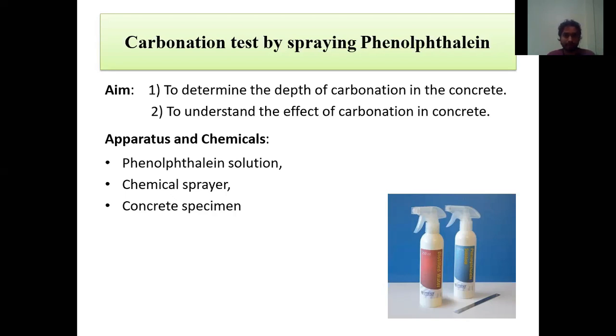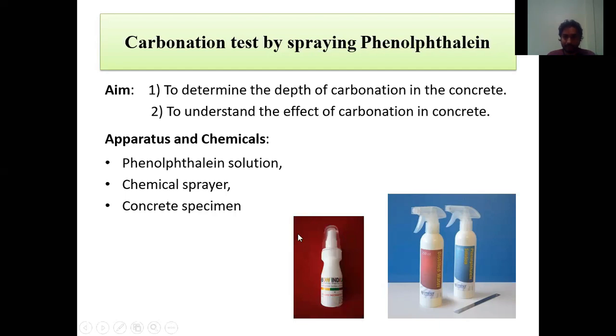Okay, there is another type of indicator which we can use in place of phenolphthalein, which is called a rainbow indicator. This indicator is also used for the carbonation test. But as far as our Mumbai University is concerned, they have said that we have to perform this carbonation test by spraying phenolphthalein and not any other indicator. So we are not going to use the rainbow indicator. On site also we can use it.